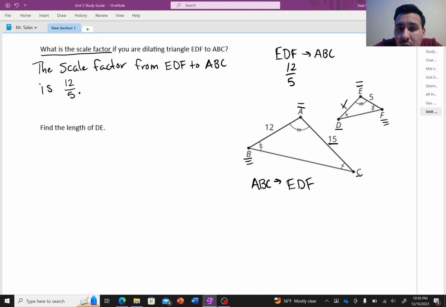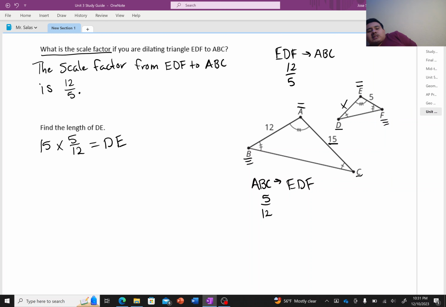Salas has taught me a little bit of a secret, that if I have a scale factor that takes me from one triangle to the other triangle, and I'm trying to go in the opposite direction, all I have to do is flip the numerator and the denominator, so that way I can find my new scale factor when I'm going from the big triangle to the little triangle. So my scale factor here is going to be 5/12. Okay, nice. Now we're getting somewhere. So now this means I have to take 15 times 5/12, which is going to be equal to DE.